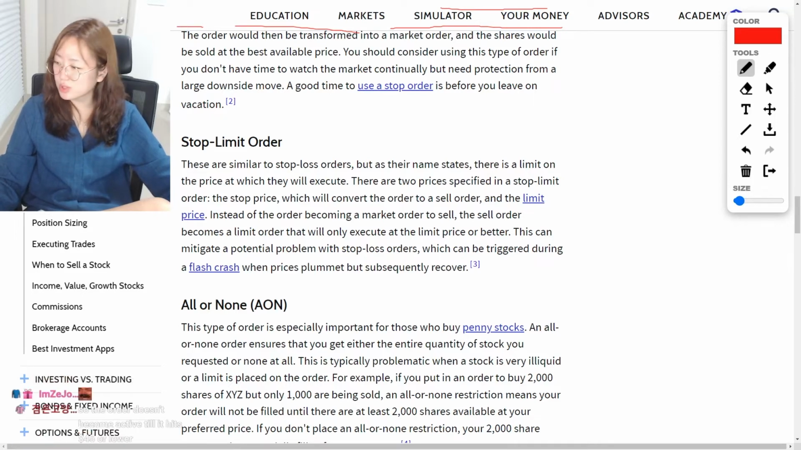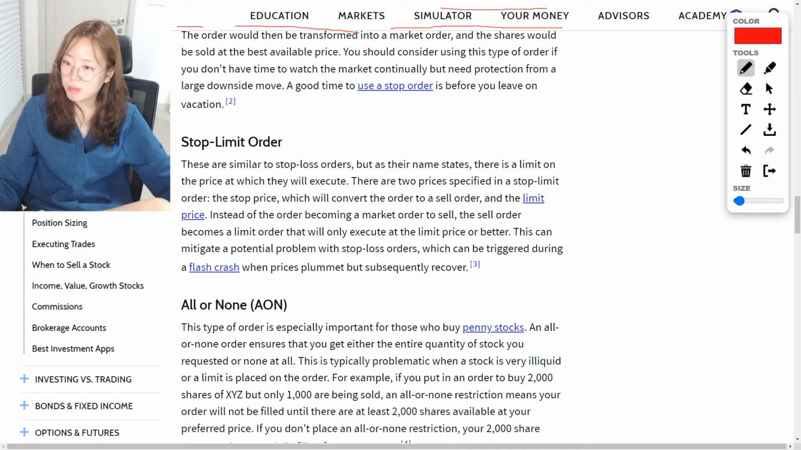This is confusing. So the order doesn't become active till it hits 45 or lower. But then when you hit 45, it starts becoming a market order. And then at 44, it becomes a limit order.